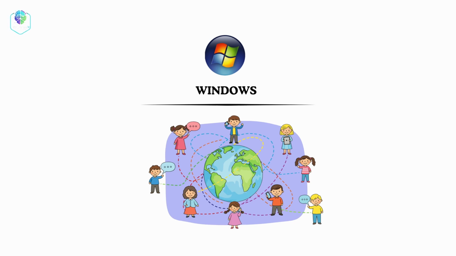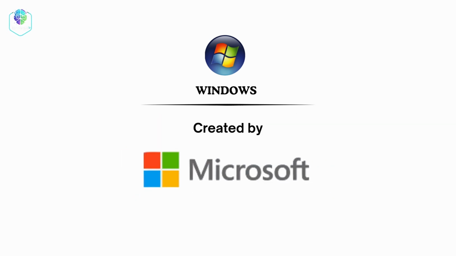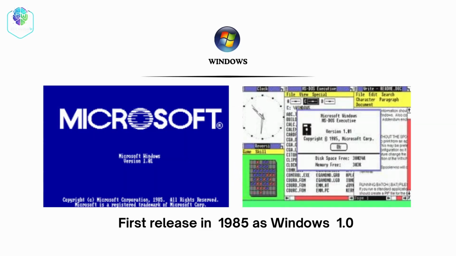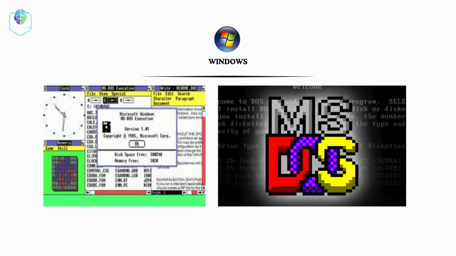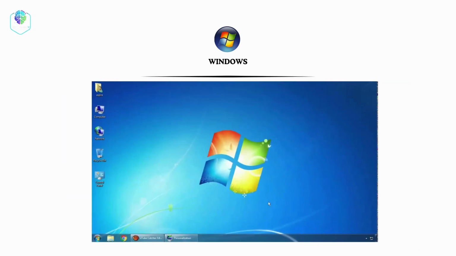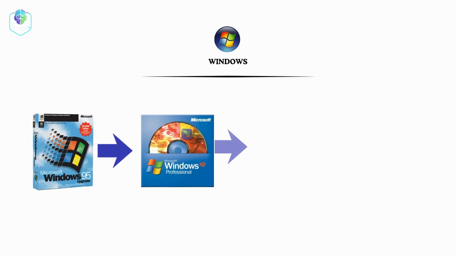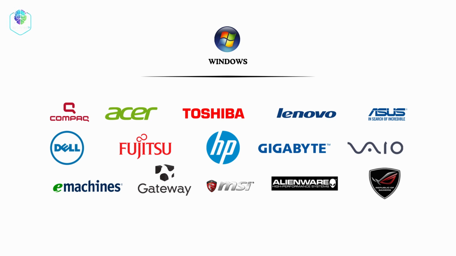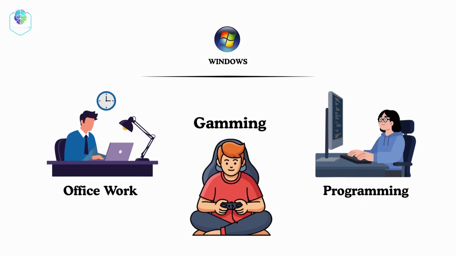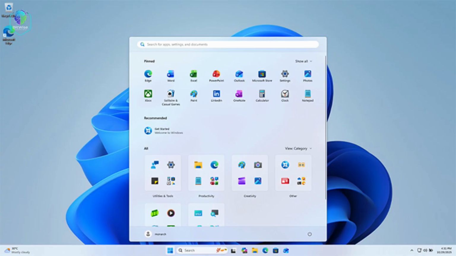Let's start with Windows. It's probably the most widely used OS in the world, created by Microsoft, first released in 1985 as Windows 1.0. Back then, it was just a basic graphical interface on top of MS-DOS. Over the years, it grew into a full OS, with versions like Windows 95, XP, 7, 10, and now Windows 11. Windows is popular because it's versatile and runs on almost any PC or laptop. You can use it for gaming, office work, or even programming. Plus, its interface is beginner-friendly.